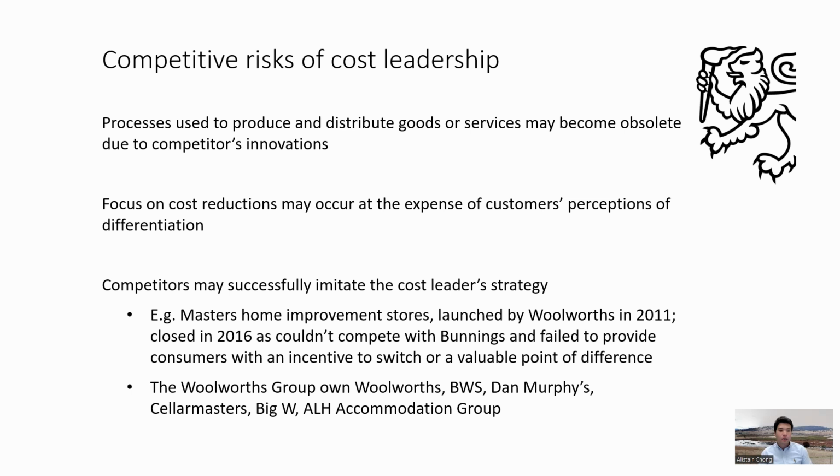And you can see here Masters Home Improvement Stores, launched by Woolworths in 2011, actually closed in 2016 because they couldn't compete with Bunnings, as I just mentioned. But the Woolworths Group actually already own BWS, Woolies, Dan Murphy's, Cellar Masters, Big W, ALH Accommodation Group. And so they have a number of areas that they can try to attach their cost leadership strategy.